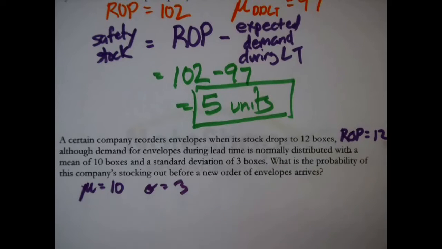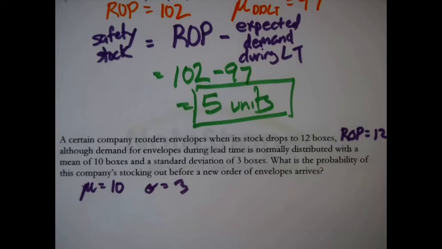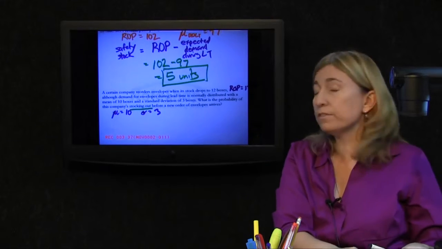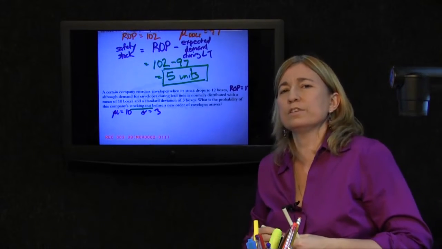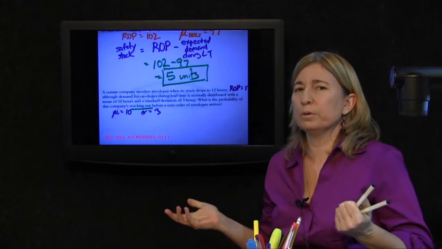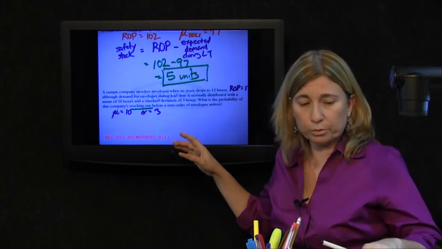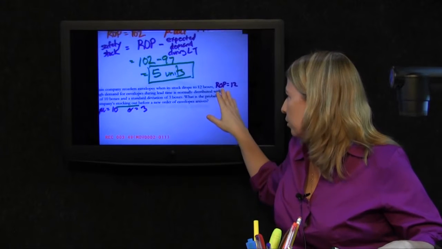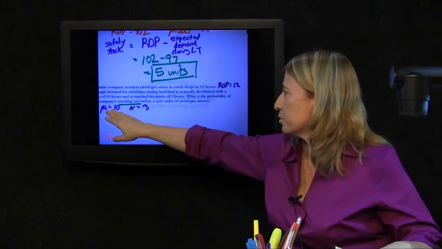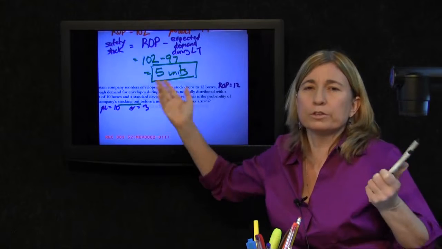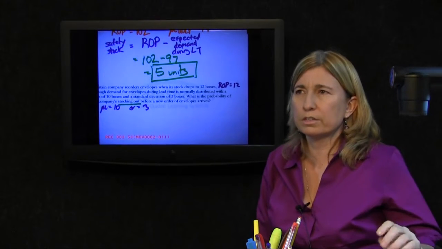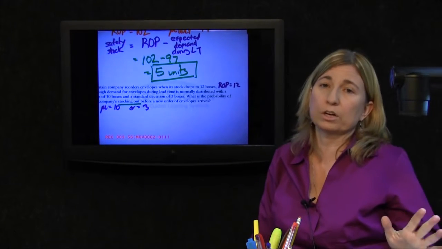All right, fine. What is the probability of this company stocking out? So it's not asking about the safety stock itself. If it had asked what the safety stock was, we'd be happy because that would be really, really easy to calculate. The safety stock for this particular situation is the reorder point 12 minus the average demand during lead time 10. We could just say 2, but that's not what they're asking. They're asking what's the probability that you'll actually stock out.